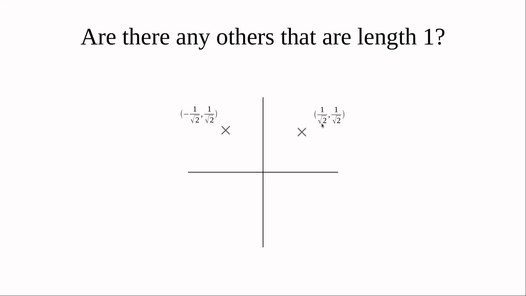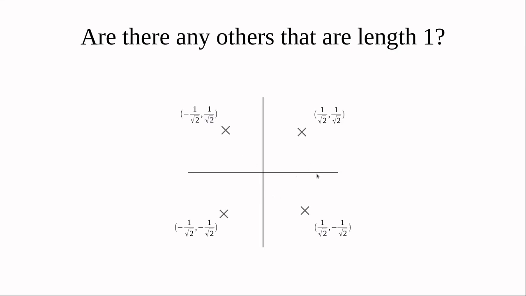Carry that across: 1 over root 2, negative 1 over root 2, and negative 1 over root 2, negative 1 over root 2. Are there any more points? Because there can't just be these 4, can there? That circle could have length 1, so there must be lots.